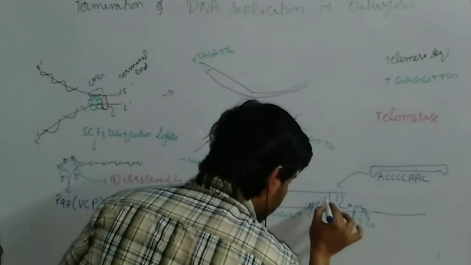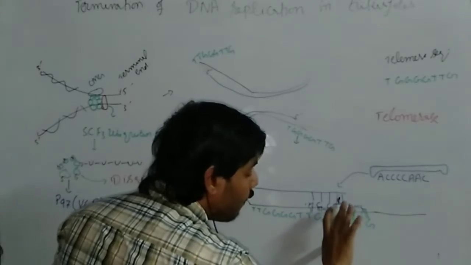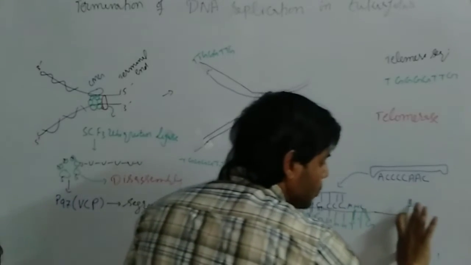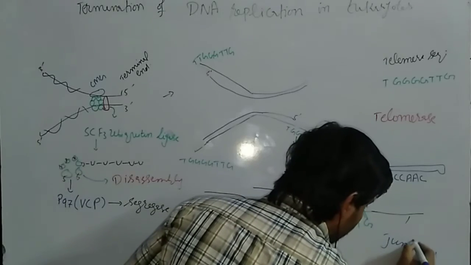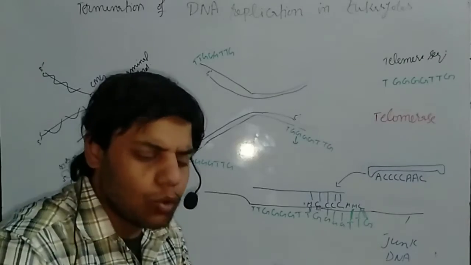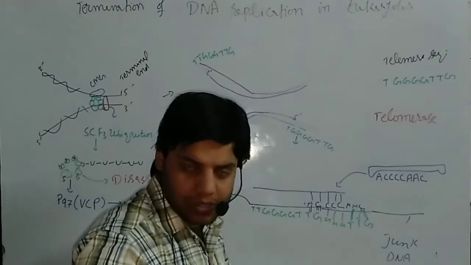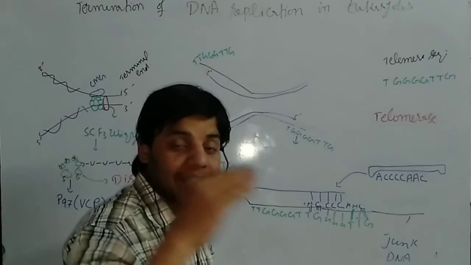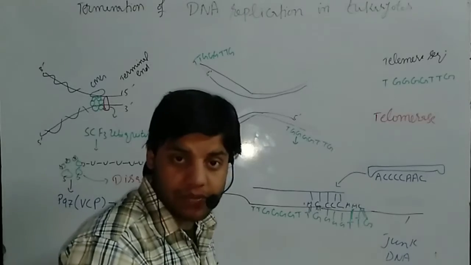Okay. Now this is the newly synthesized strand and they can make a pair. But remember, that one portion is the junk portion. Junk DNA. Here are no genes, here is no information stored. So that area will not be replicated, or that area will not be synthesized. It means newly synthesized strands will not be present at that specific area.